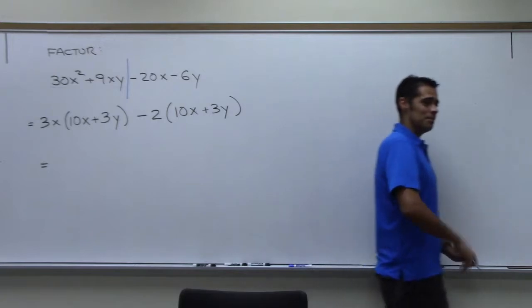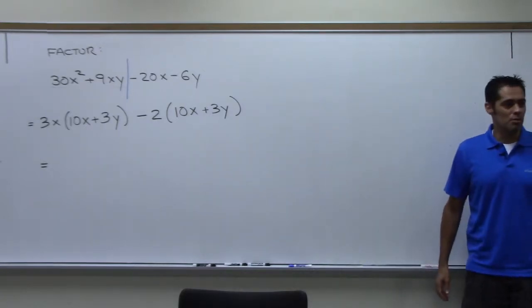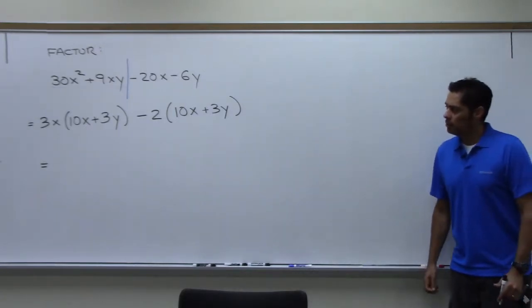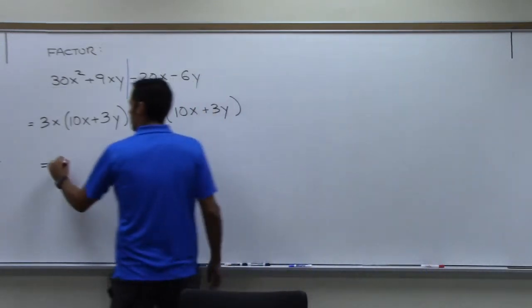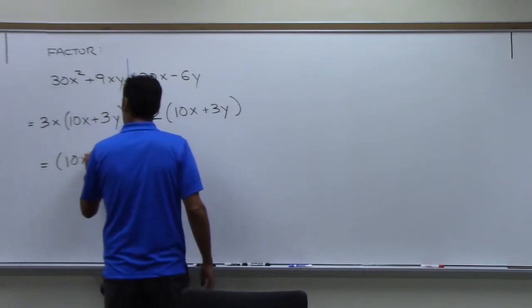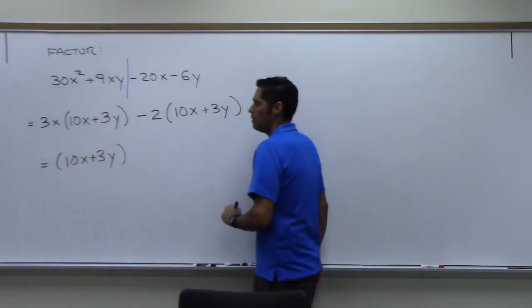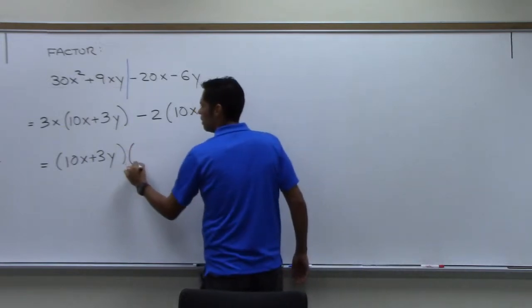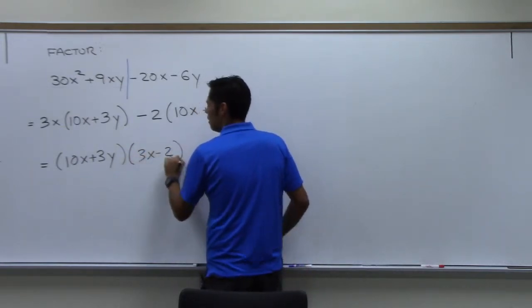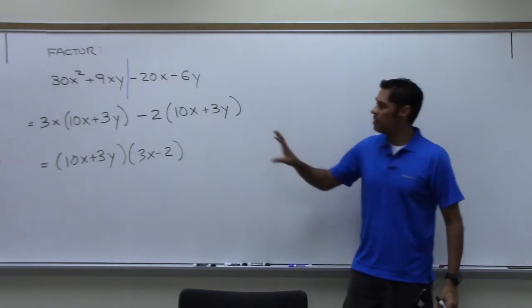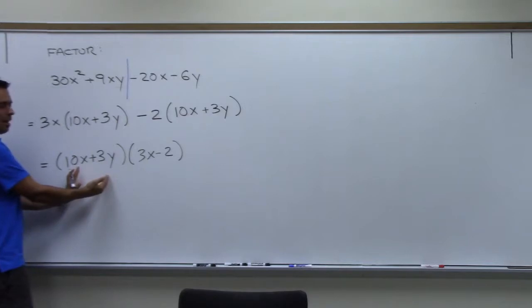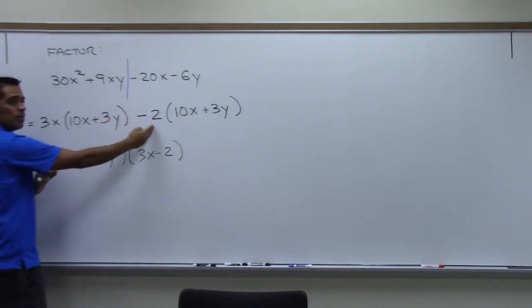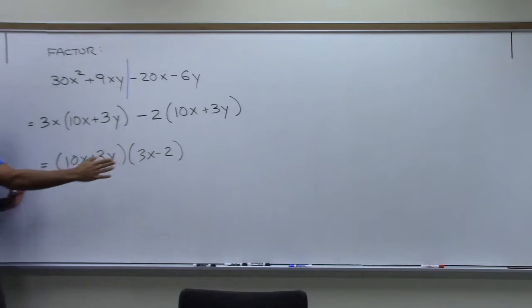You want to do it, Caesar? What would you write next? Parentheses 10x plus 3y, close it off, and then parentheses 3x minus 2. Exactly. Perfect. So all we're doing is whatever matches, we pulled it out, which is this. And then what's left in here are the two pieces that were in front. And at that point, we are factored. Okay?